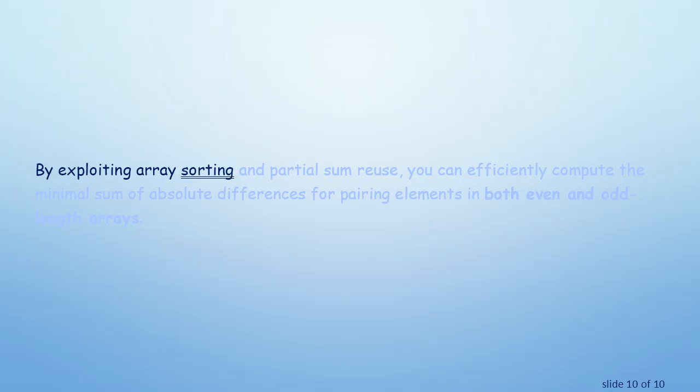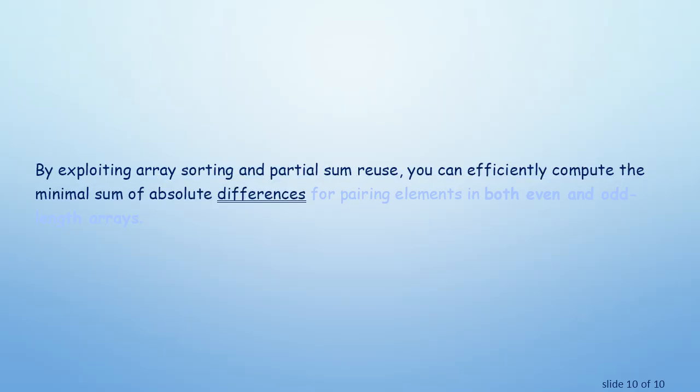By exploiting array sorting and partial sum reuse, you can efficiently compute the minimal sum of absolute differences for pairing elements in both even and odd length arrays.